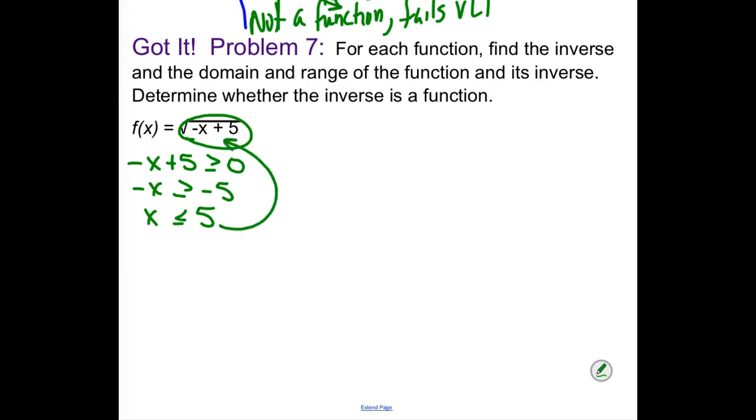Could we plug some numbers in and make sure that's right? What happens if I put a 5 in there? I get 0. If I put a 4 in there, I get 1. If I put a 3 in there, I get the square root of 2, right? Put a 2 in there, I get the square root of 3. So if I start putting in 5, 4, 3, 2, 1, my answers out are 0 and higher. So my domain is that, my range is that. All of the answers that I'm going to get out for y are going to be 0 or positive.